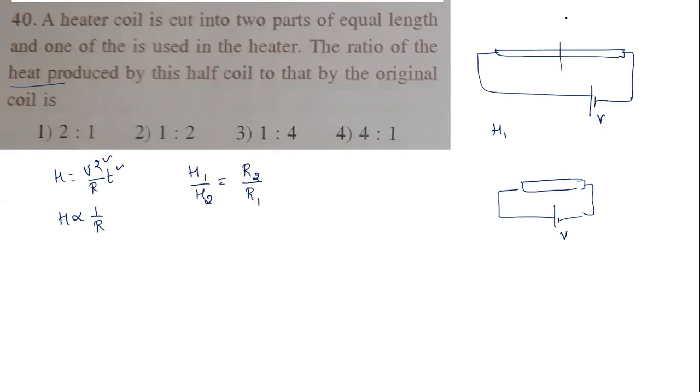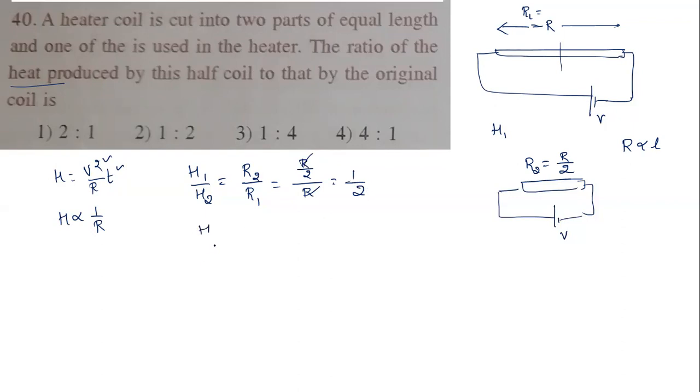Initially the total resistance from here to here, let's say it is R. So R1 is R. Now we know resistance is proportional to length. If length becomes half, resistance becomes half. So R2 becomes R by 2, because we make it half, remove one part, and connect only the remaining part. So R2 is R by 2, R1 is R, the R cancels, and it becomes 1 by 2.